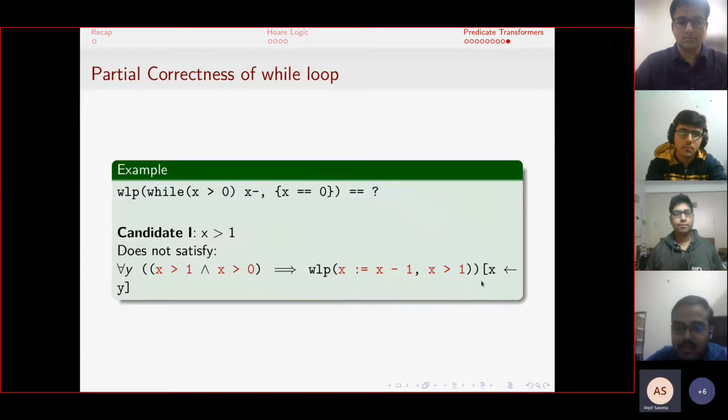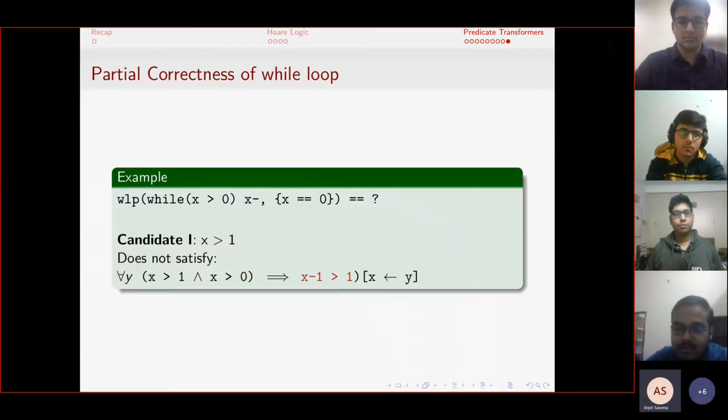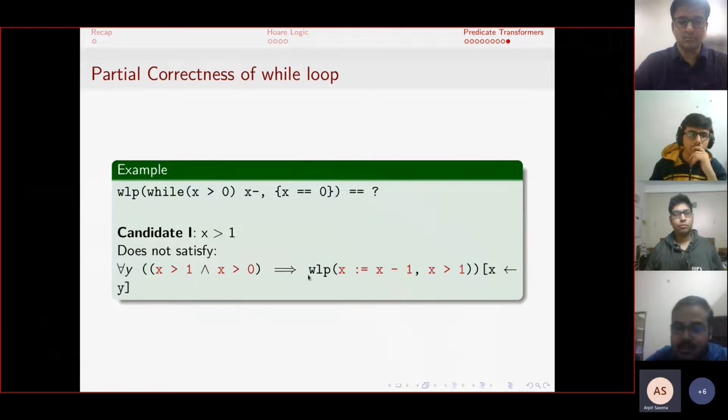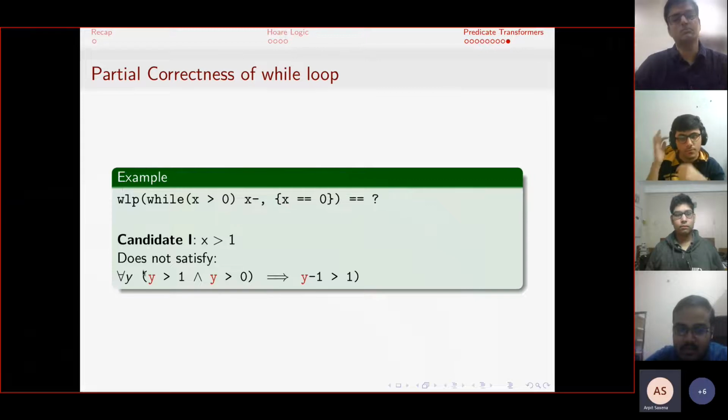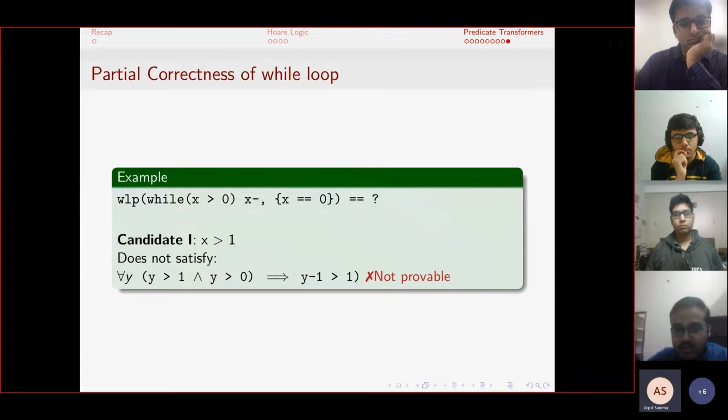So we just continue with this. We can first find this weakest liberal precondition. This we can do by using the assignment rule. So we'll replace x by x minus 1, which will get that x minus 1 is greater than 1. And now we'll replace x with y. So basically this says that for all y, y greater than 1 and y greater than 0 implies that y minus 1 is greater than 1. So basically it's saying that y greater than 1 implies that y is greater than 2, which is not provable.